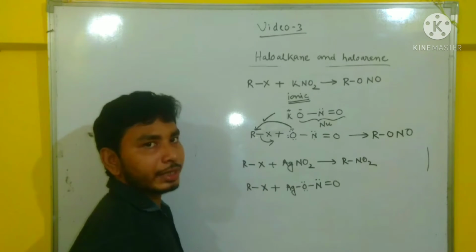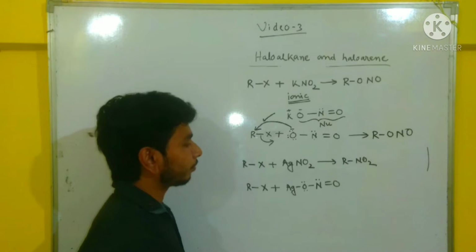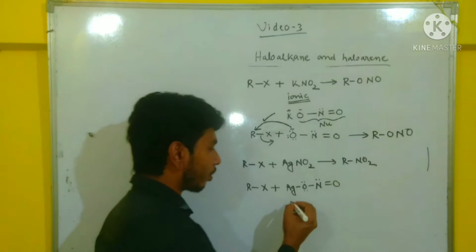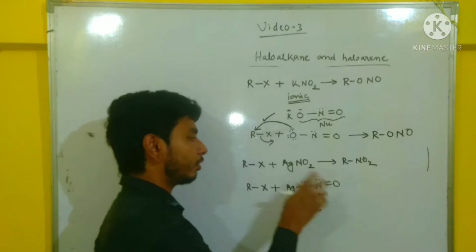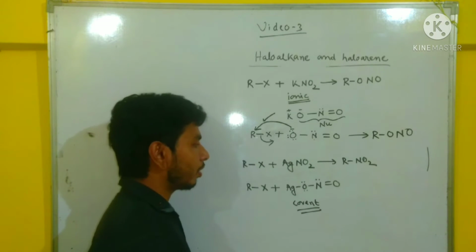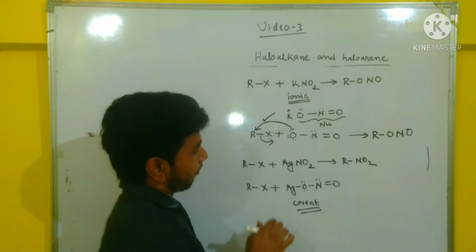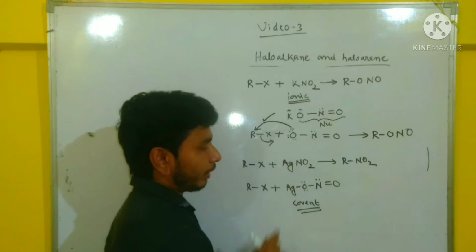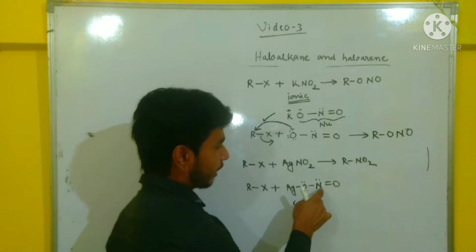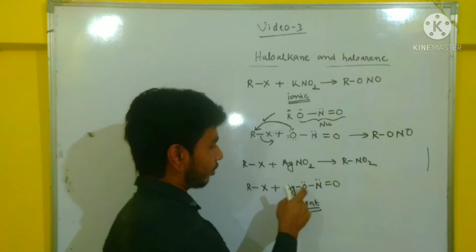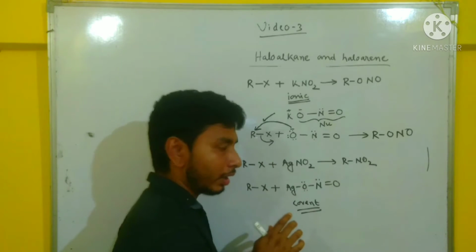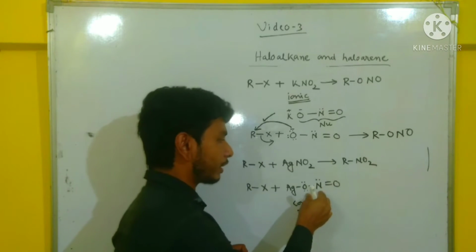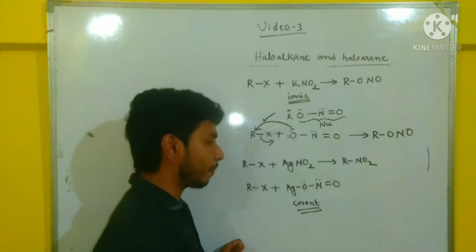The structure of AgNO2. Now it is a covalent compound. AgNO2 is a purely covalent compound. So here there are two electron-rich sites. Oxygen carries an electron pair, nitrogen carries an electron pair, oxygen carries an electron pair. So there are two possible sites which carry the electron pair.